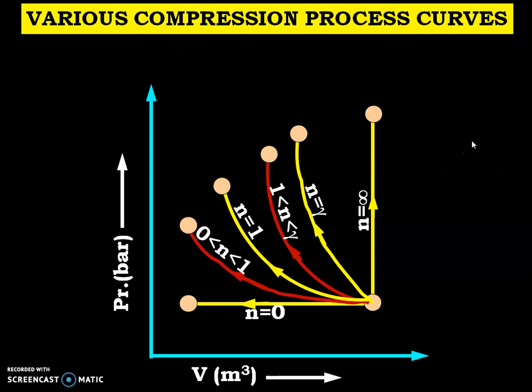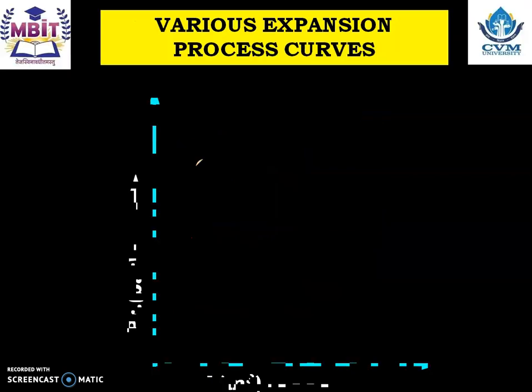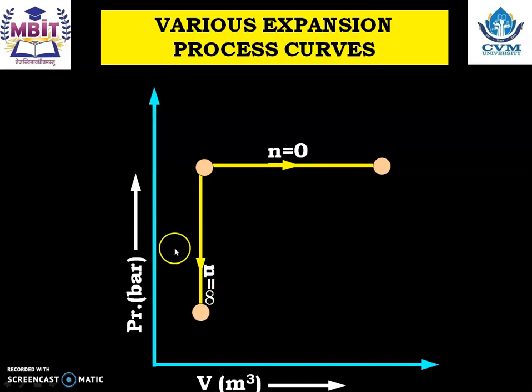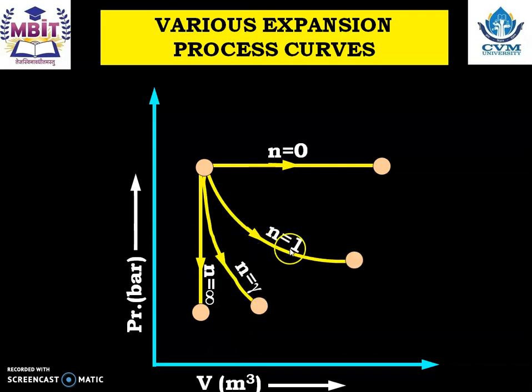The same we can draw for the expansion process also. So let us draw it. How can we draw the constant pressure process line? Horizontal or vertical? Yes, it is horizontal, and n equals 0. How can we draw the constant volume line? Yes, n equals infinity. This is n equals 1, that is isothermal.